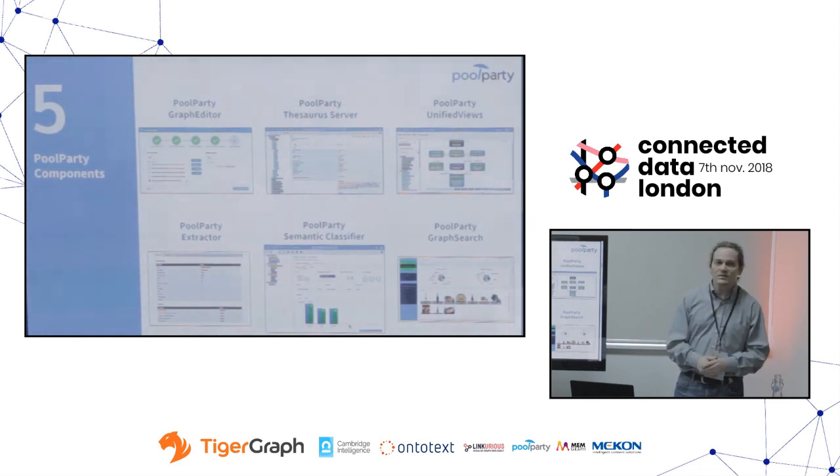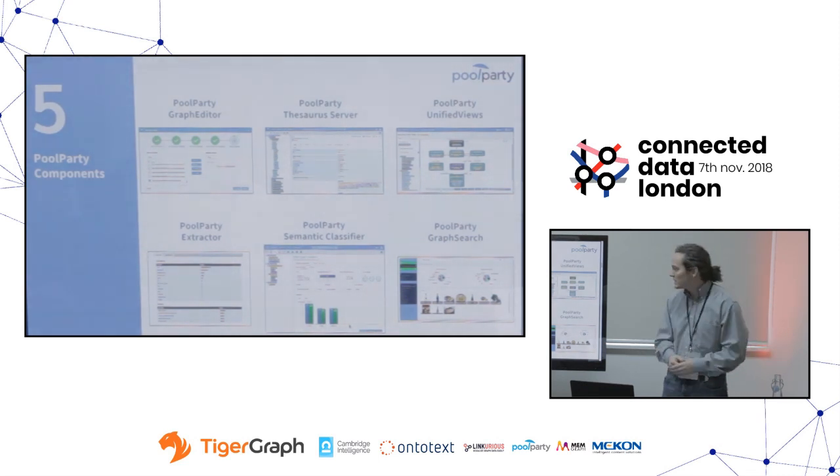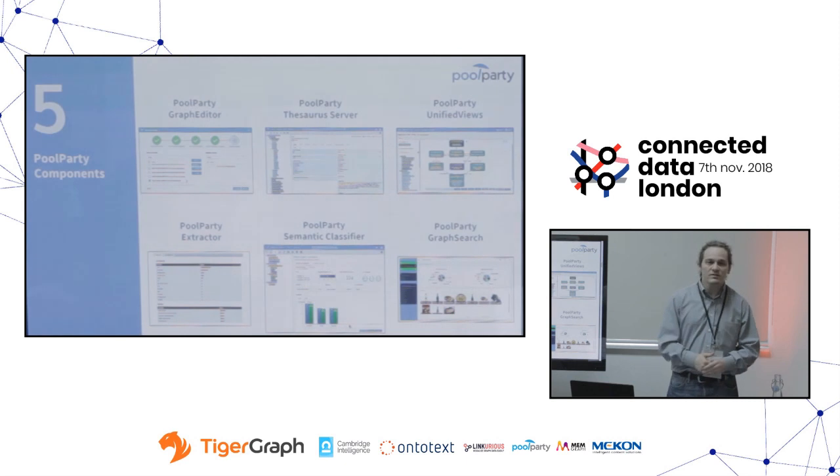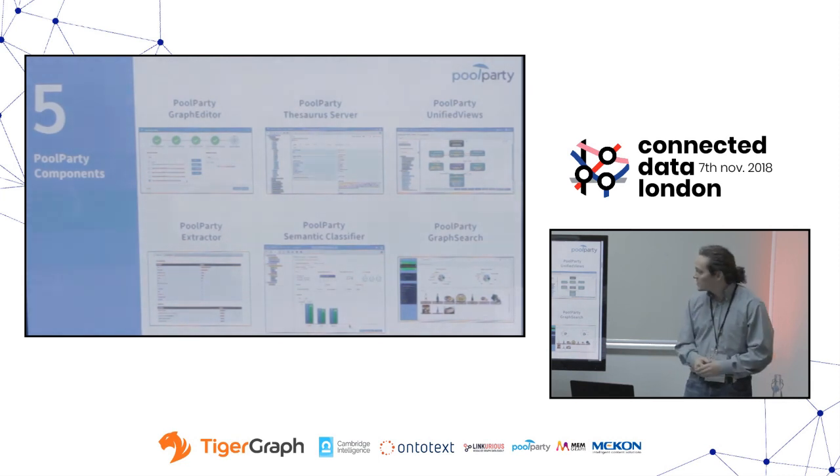Unified Views is a data orchestration tool for processing large amounts of data in pipelines. PoolParty Extractor is a text extraction and corpus analysis tool. Semantic Classifier is a machine learning-based classification component. And finally, Graph Search is a faceted search and recommendation component.